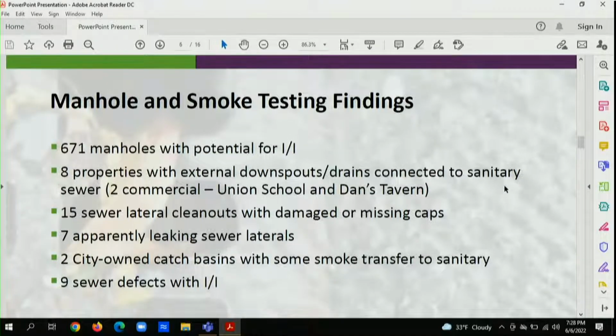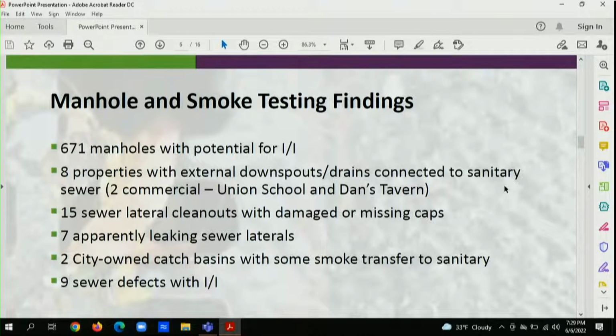So the findings are here. We determined that there were 671 manholes that had some defect, which is somewhat of a strong word, some potential to allow stormwater or groundwater into the sanitary sewer system. We found 8 private properties that had primarily downspouts, or in one case an area drain, connected to the sanitary sewer. And those can be very large sources if you think about it.